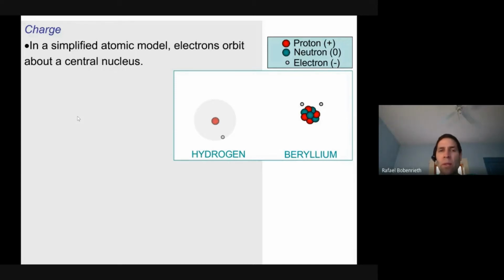But if we look at a simplified atomic model, you can see there we've got beryllium on the right, hydrogen on the left, and those little grayish dots are those electrons. And the red and the green are the nucleus of the atom, right? And that's where the protons and neutrons are. This is just a very simplified model, but sometimes we think of the atom as the electrons sort of orbiting around the nucleus.